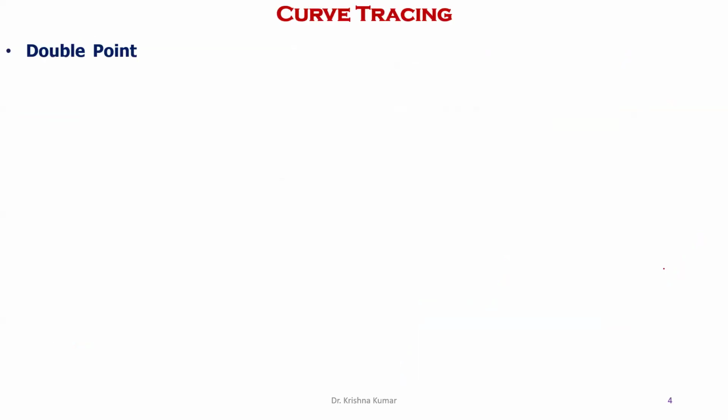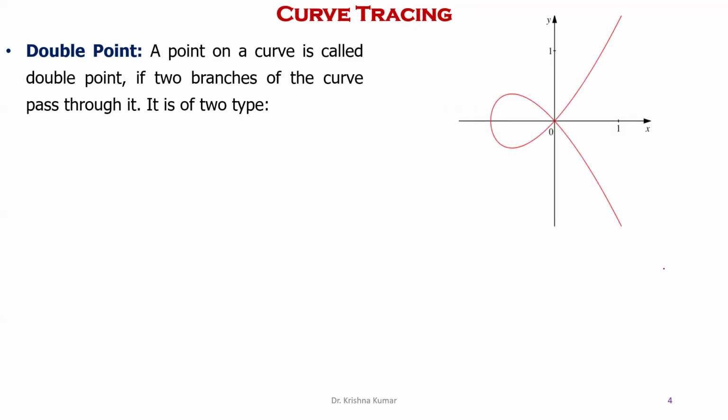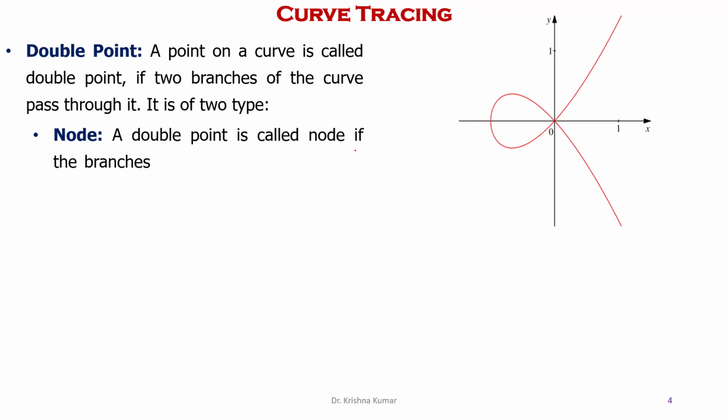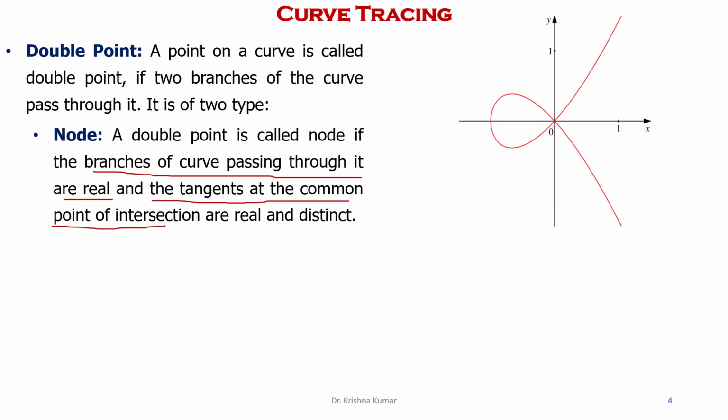So let me go ahead. What is double point? A point on a curve is called double point if two branches of the curve pass through it. It is of two types. The type number one, which is called node. What is the meaning of node? A double point is called node if the branches of curve passing through it are real and the tangents at the common point are real and distinct. So just look here. If we want to say that this is node, what does it mean?